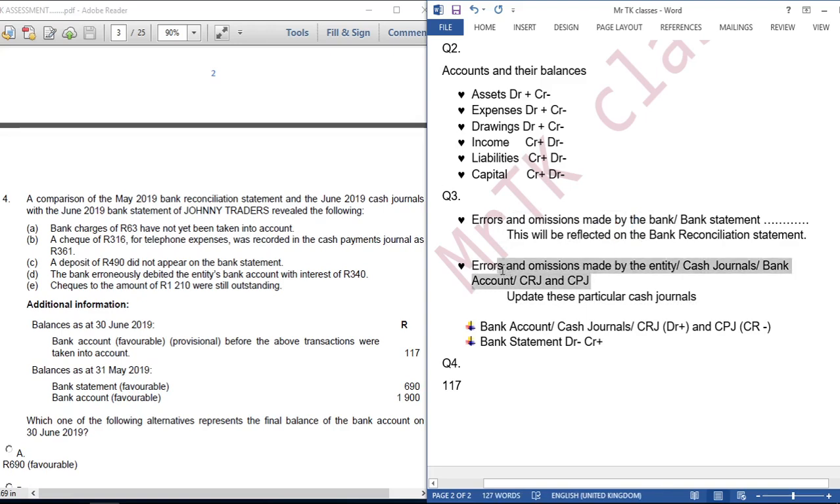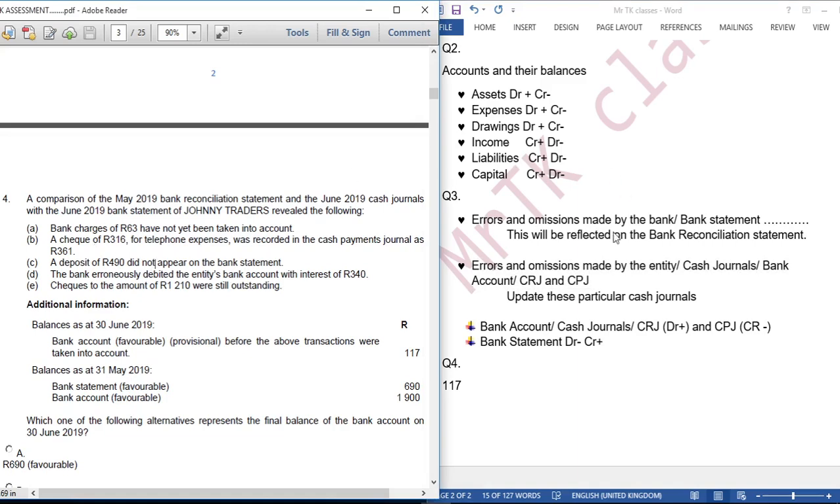So we are looking at errors and omissions made by the entity, or errors and omissions in the cash journal, or errors and omissions in the bank account, or errors and omissions in the CRJ and CPJ. All right, so that's what we are looking for. We are using this second statement on 3. So we are going to say bank charges of 63 rands have not yet been taken into account.